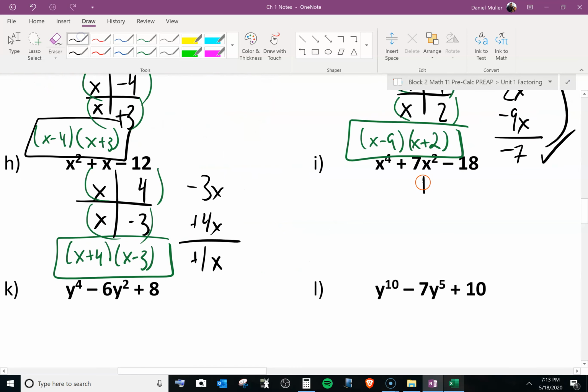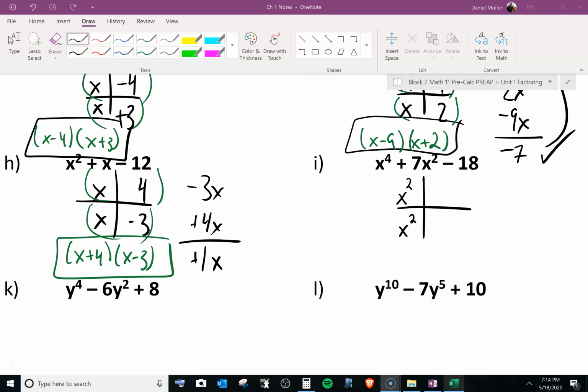Okay, let's do I here. This is the first one that's different, finally. X to the 4. So this will be x squared times x squared, because x squared times x squared, you can then add the exponents, you can get an x to the 4, which is nice. I need to get 18. Okay, so that's going to be 6 and 3 or 9 and 2. So I'm just taking a look here.